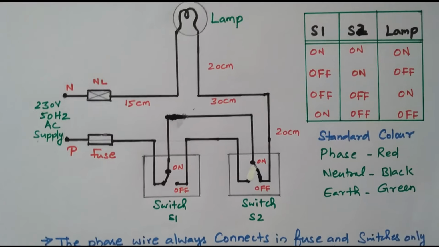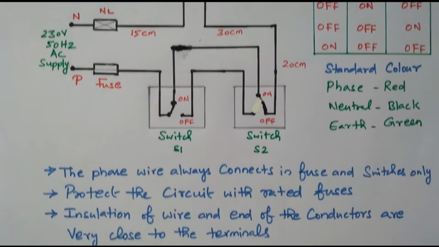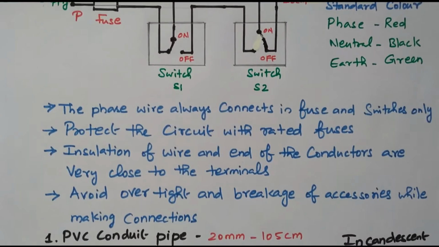Now we'll see what procedure we need to follow while doing this staircase wiring. The phase wire is always connected through the fuse and switches only. The neutral can be connected directly, but the phase wire we always need to connect with the fuse and switches. For protection we use the fuse, and with the switches we can control the lamp.